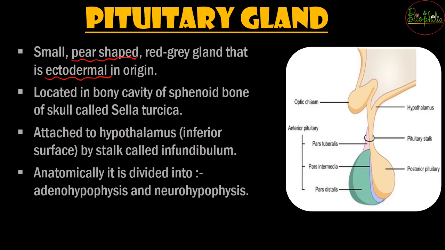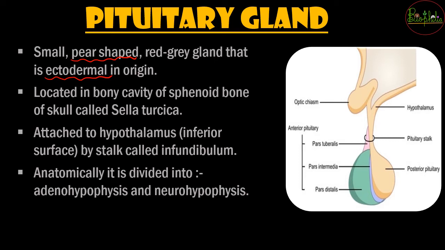Since the pituitary gland is located nearby the hypothalamus, that is in the diencephalon of the forebrain, it is also going to be somewhat of neural origin, and nervous tissues are also ectodermal in origin. So the pituitary gland is also going to be ectodermal in origin.